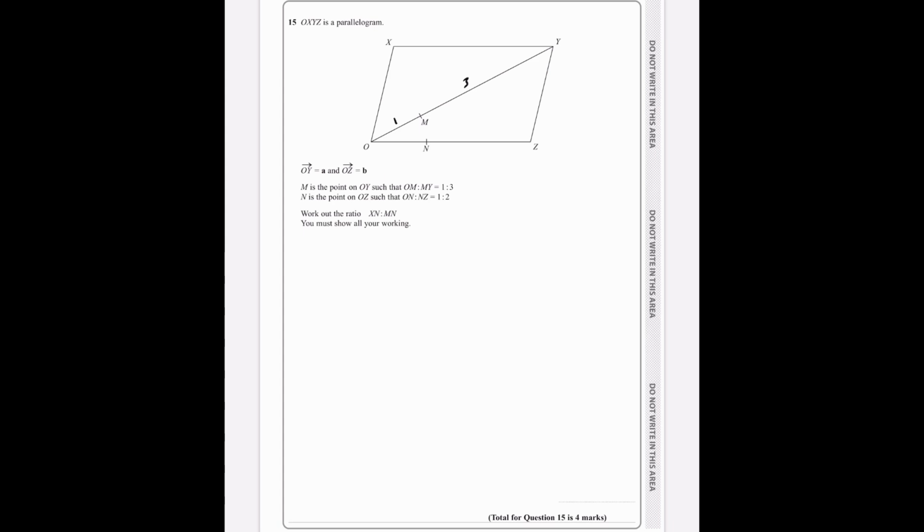So for the vectors question, we know that OM to MY is 1 to 3, and ON to NZ is 1 to 2, so I'm just going to mark those on there. OY is the a and OZ is the b. Alright, let's start by calculating XN. The pathway to get from X to N is to go from X to Y, from Y to O, and then from O to N.